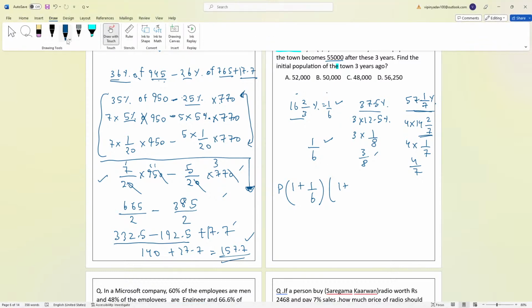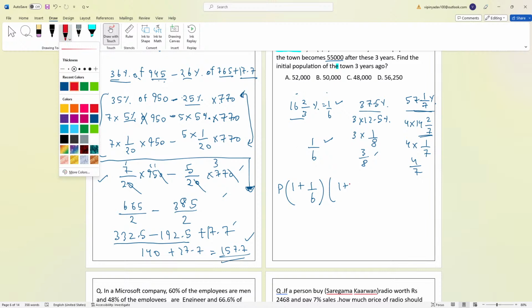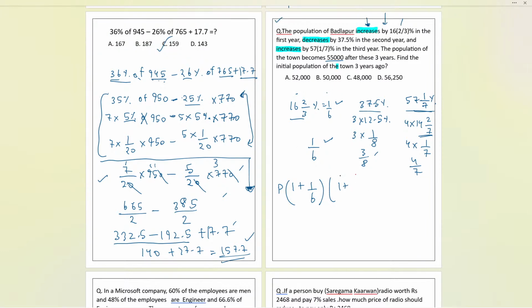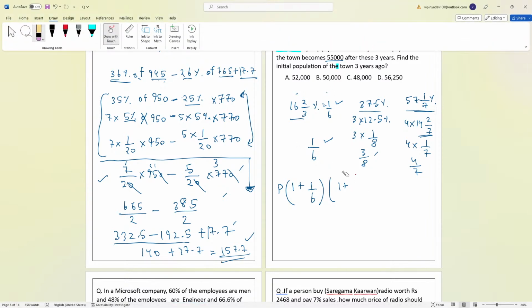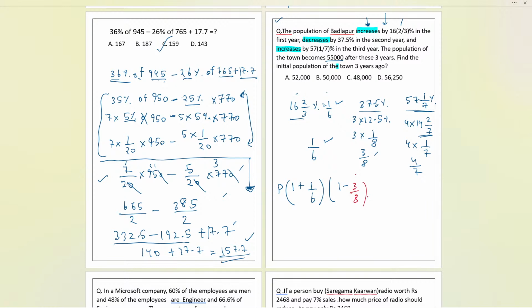So what I will be doing is, I'll now write 1 minus, because the second time it decreases. So I'll basically use the minus sign over here in the second case. And now after using the minus sign, it will be minus of 3 by 8 multiplied with 1 plus 4 by 7. Overall, if I calculate now, final population will become 55,000. So this is the final part.